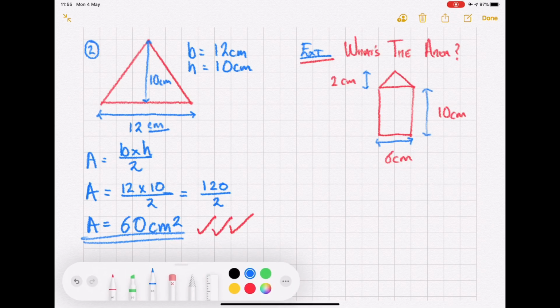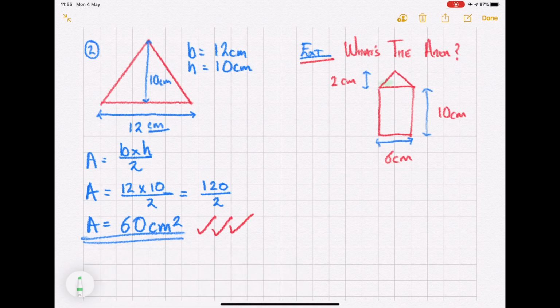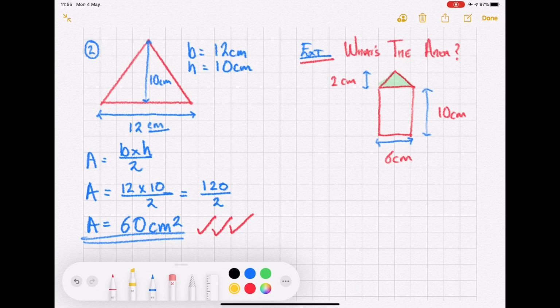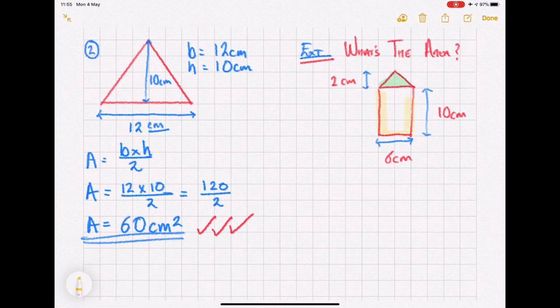Okay, let's have a look at this extension because this is a really cracking question. And let's think about this. So what is the area of that shape? Well, it kind of looks a bit like a house, but how would we go about working that out? Well, if you have a look, we can split that into 2 shapes. We can split that into a triangle and a rectangle.